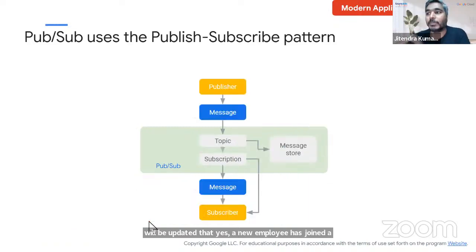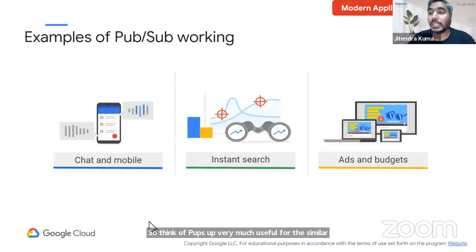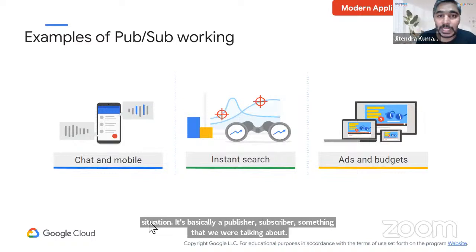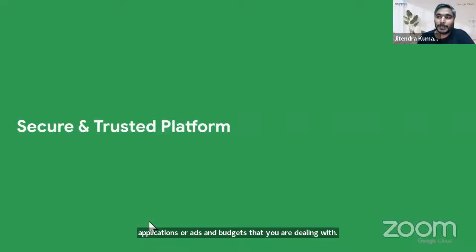So think of PubSub as very much useful for similar situations. It's basically publisher subscriber, something that we were talking about. Now if you are building chat applications, mobile applications, right? Search based applications, or ads and budgets that you are dealing with, right? These are some other examples where you could think about using PubSub here, right?